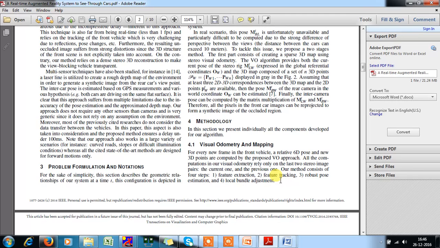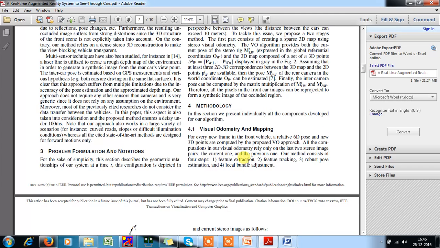It consists of four methods. The first is feature extraction, where the features will be extracted in this first step, and feature tracking in the second step, where the features obtained will be tracked. The third step is robot pose estimation, where the features are used to estimate the pose in which the image is obtained. And the fourth one is local bundle adjustment. The poses estimated in the third step will be collected as a local bundle and it will get adjusted.